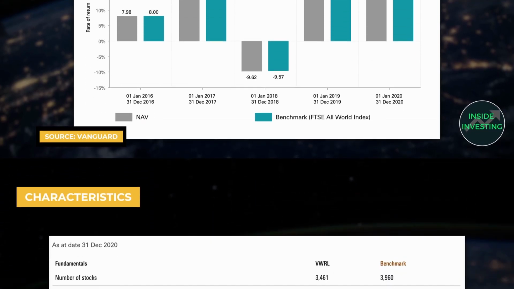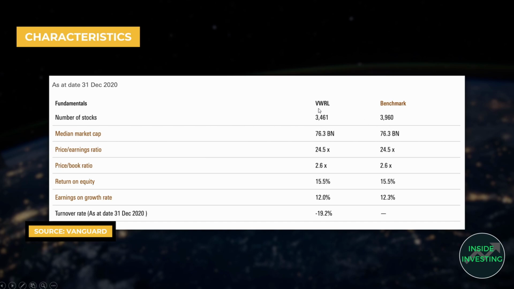Then we're going to have a look at the characteristics of the stock. And what we see here is that Vanguard has a little bit fewer stocks included in one share. So we see that currently there are around 3,461 different stocks, so different companies, included in one share of VWRL. But if we then look at the benchmark, we see that that's around 3,960. So that's around 500 companies fewer included in the share itself in comparison with the benchmark. So from our side, that's the main con if we look at the characteristics, that there are fewer stocks included in one share of VWRL.